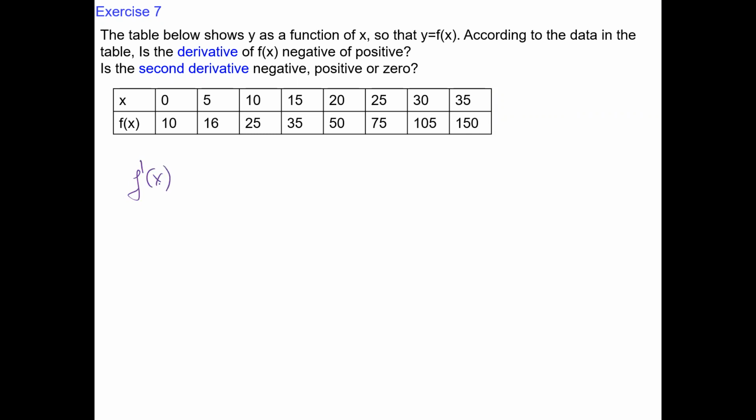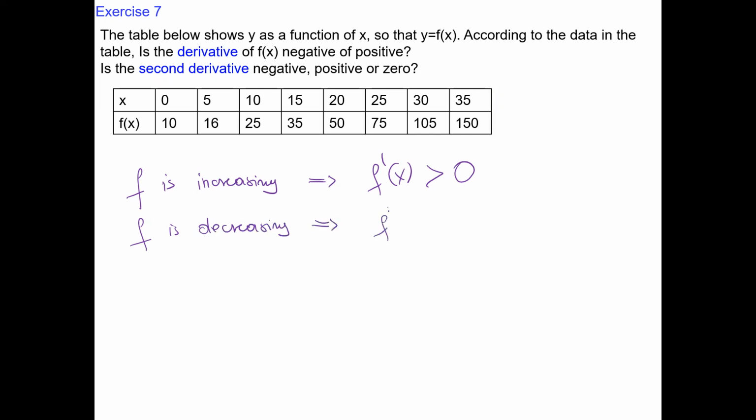First, maybe start with the function, because we have the values. We know, for instance, that if this first function is increasing, then its derivative is positive. If the function is decreasing, then its derivative is negative. First derivative is, let's see.